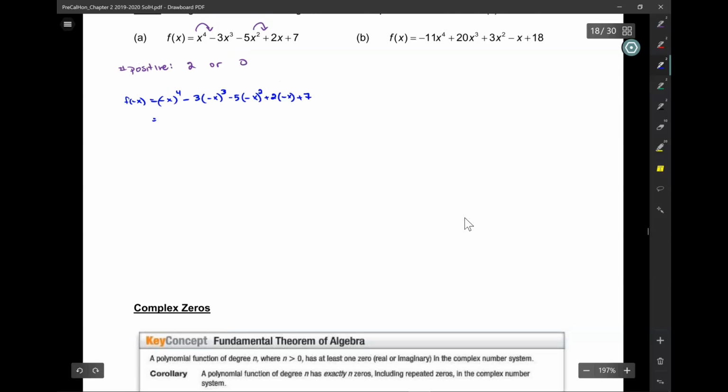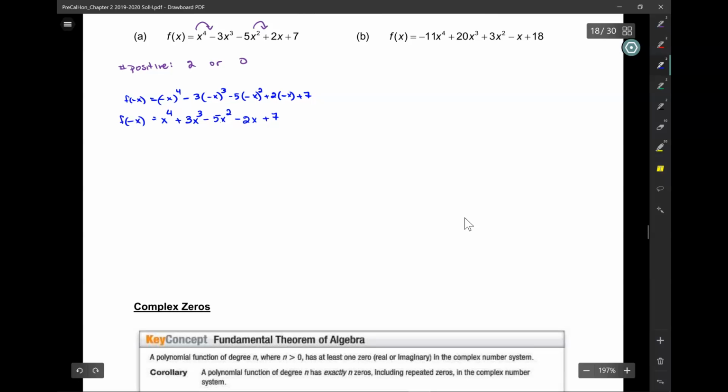Now, remember, even exponents get rid of the negative, right? So here we have positive x to the 4. Is the next term going to be negative or positive? Positive 3x cubed minus 5x squared minus 2x plus 7. Now, so this is f of negative x.